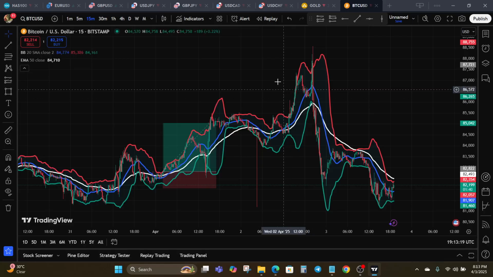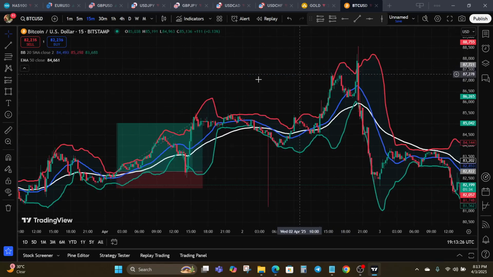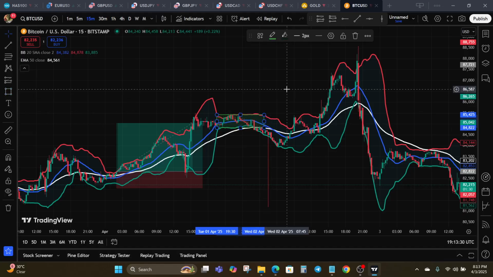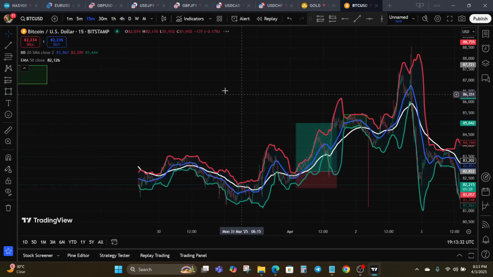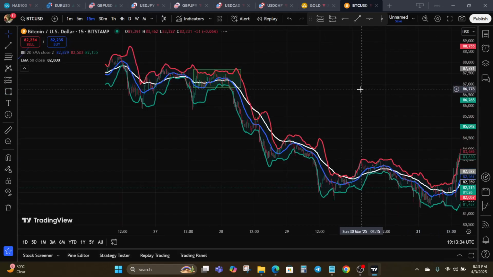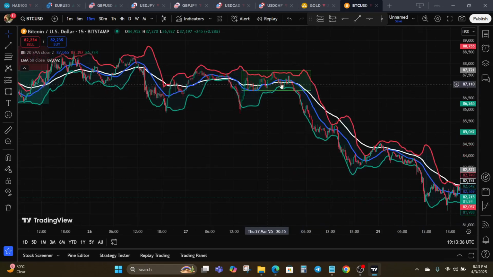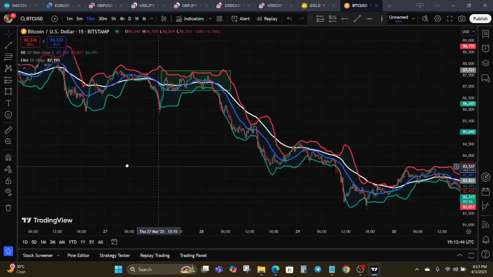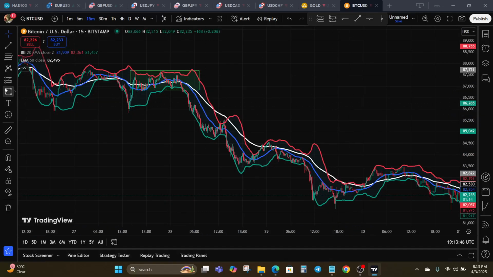And then avoid trading when the Bollinger Bands are too narrow. For example, you can see what we have here. You can see that these Bollinger Bands were too narrow. There was low volatility. So you should avoid trading during those periods where the Bollinger Bands are too narrow, because they are low volatility phases.